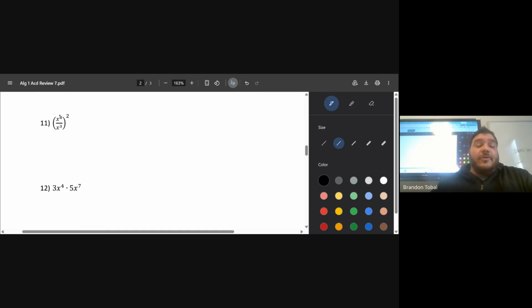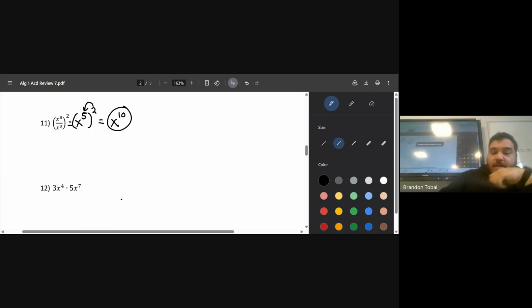So first thing I do, I should do what's inside the parentheses first. So when I divide, I subtract. Good. So that's going to be x to the 5th. Now, because there's a little second power, we're going to multiply it. So it will become x to the 10. Next one. What are you going to do?